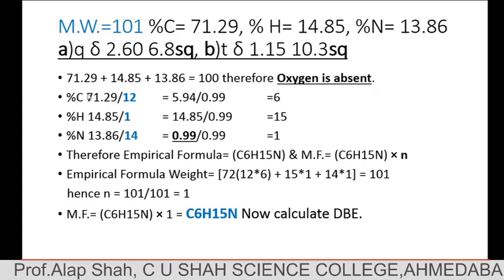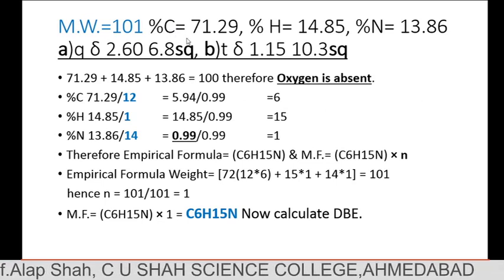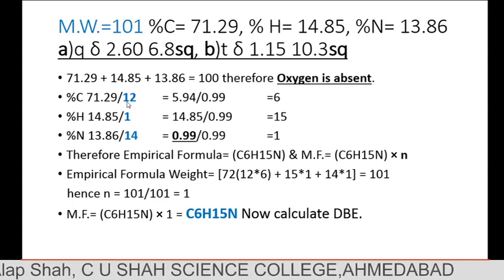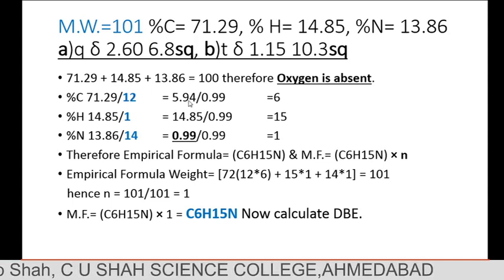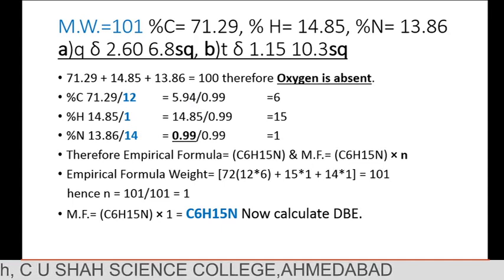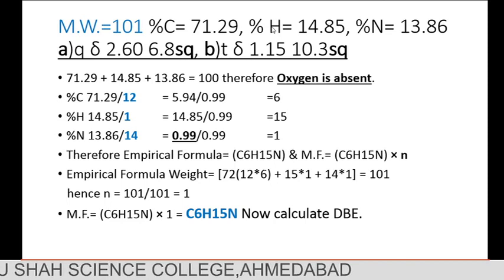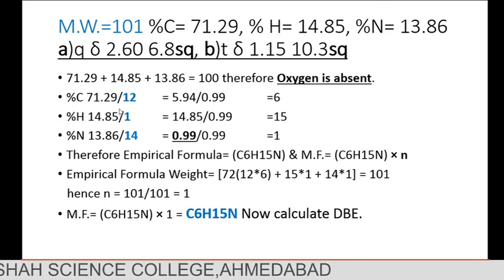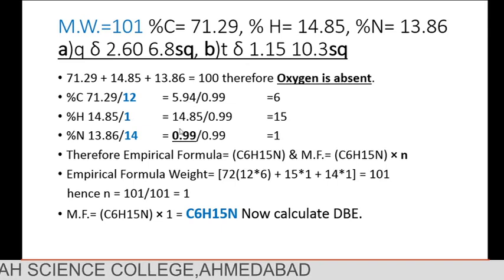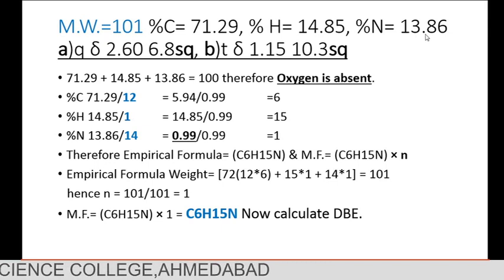First we will divide the percentage proportion of carbon, 71.29, by its atomic weight, which is 12. So we are getting 5.94. As I mentioned in the previous slide, don't round up the values. The second value is 14.85 for hydrogen, but friends, the atomic weight of hydrogen is 1, so it will remain as it is, 14.85. And nitrogen's percentage is given as 13.86, divided by the atomic weight of nitrogen, 14, which gives 0.99.